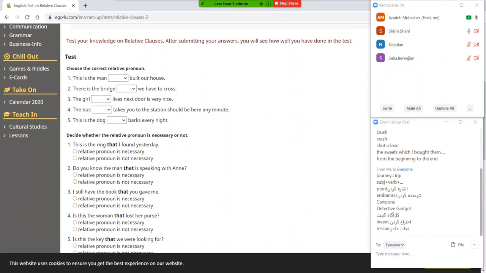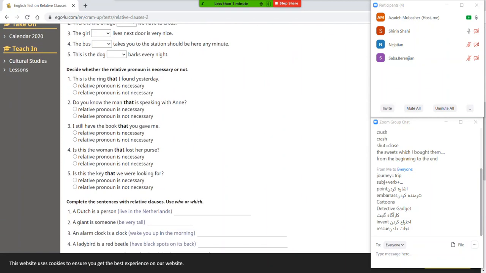Yes, very good. Now, decide whether the relative pronoun is necessary or not. This is one of those exercises. You should see if you can omit or delete the pronoun or not. Number one, this is the ring that I found yesterday. Just tell me if you can omit it or not. This is the ring that I found yesterday. So you have to keep that. You mean you cannot omit that.